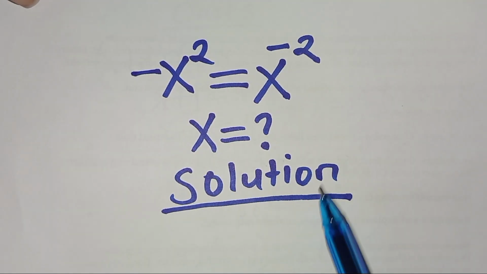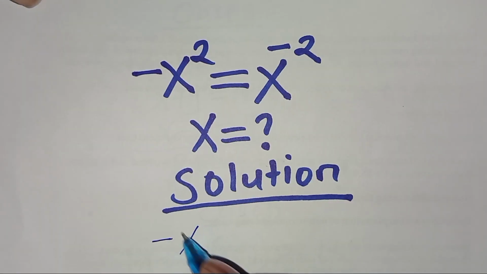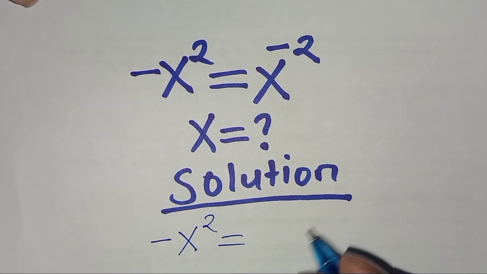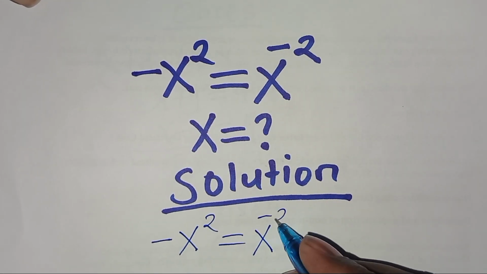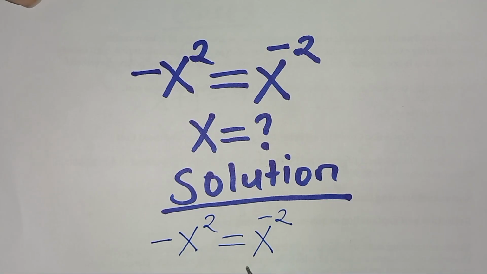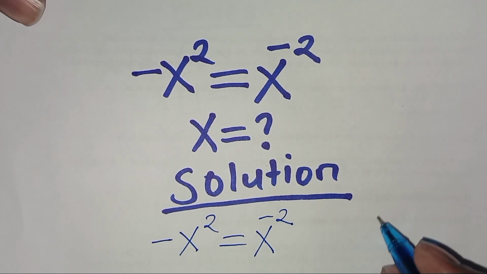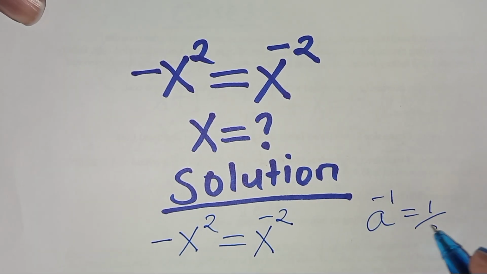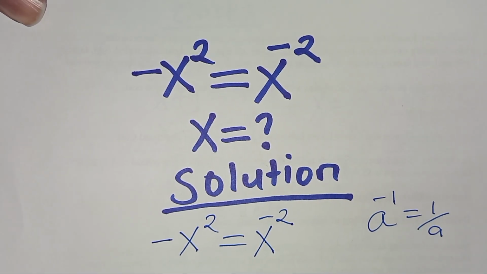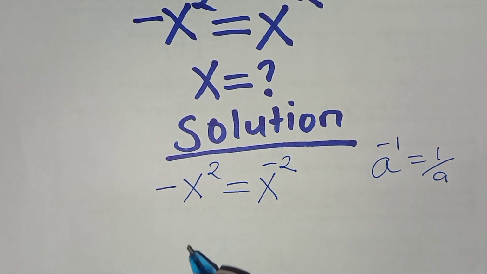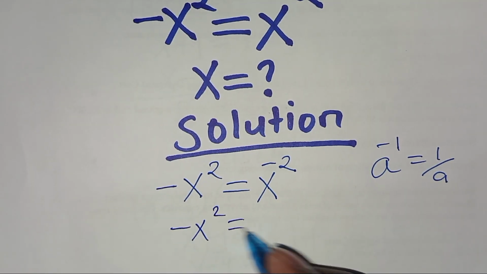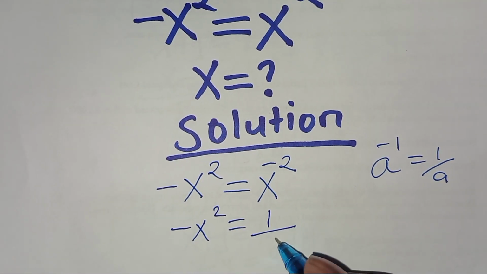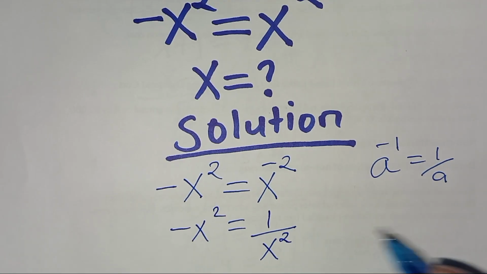Solution. Now we have negative x to power 2 equal to x to power negative 2. Now we can express this x to power negative 2 in fraction form. Given, for instance, a to power negative 1, this is the same thing as 1 over a. So applying this property, we'll have negative x squared equal to 1 divided by x to power 2.